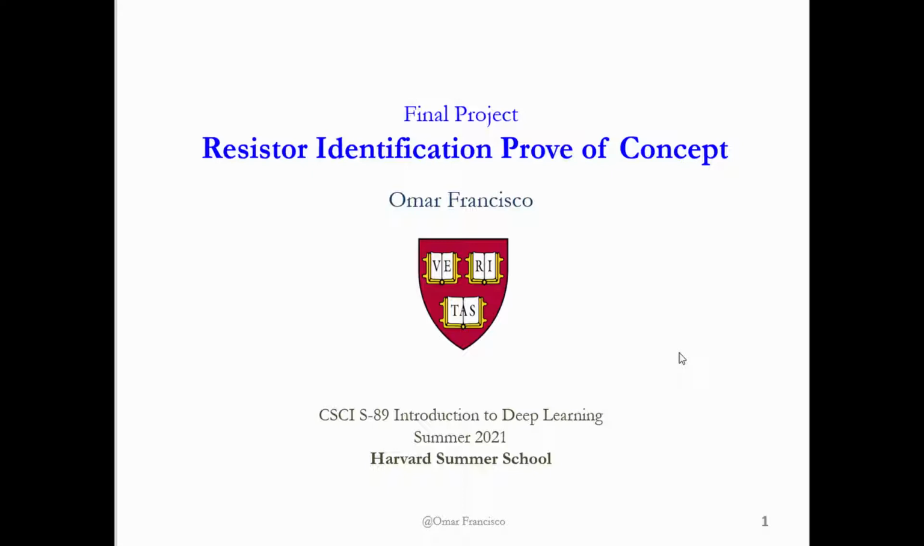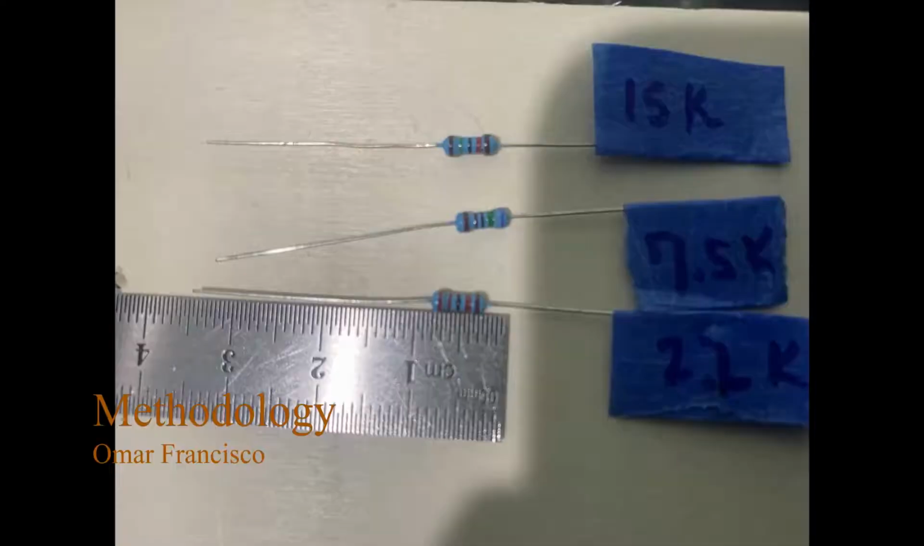This is my final project for the Introduction to Deep Learning class. My project is an object classification neural network trained to classify resistors. This project is limited to 3 types of resistors with the values 7.5, 15, and 22 kilo ohms. After proving success, the number of resistors can be augmented as needed.